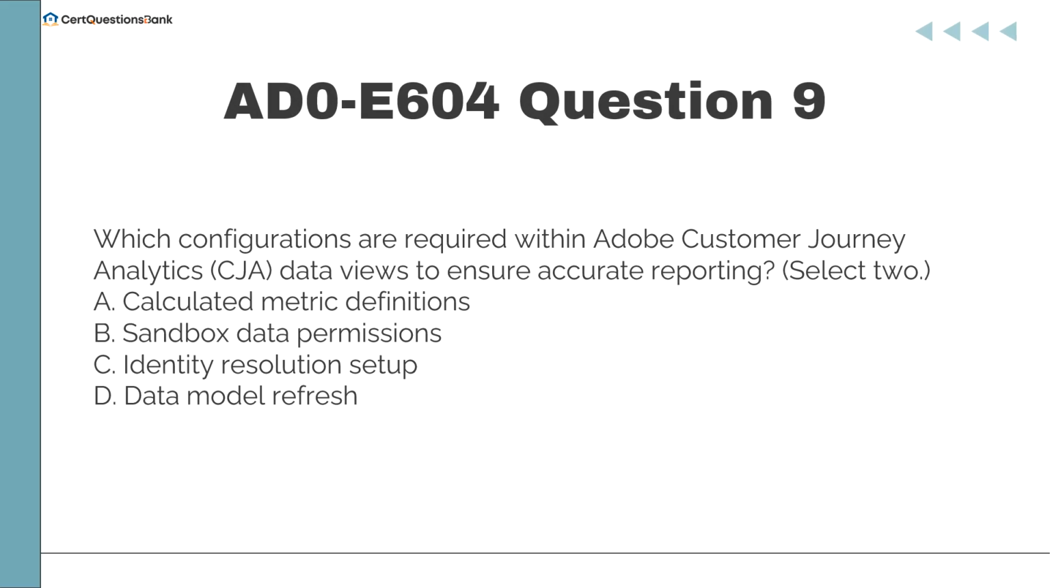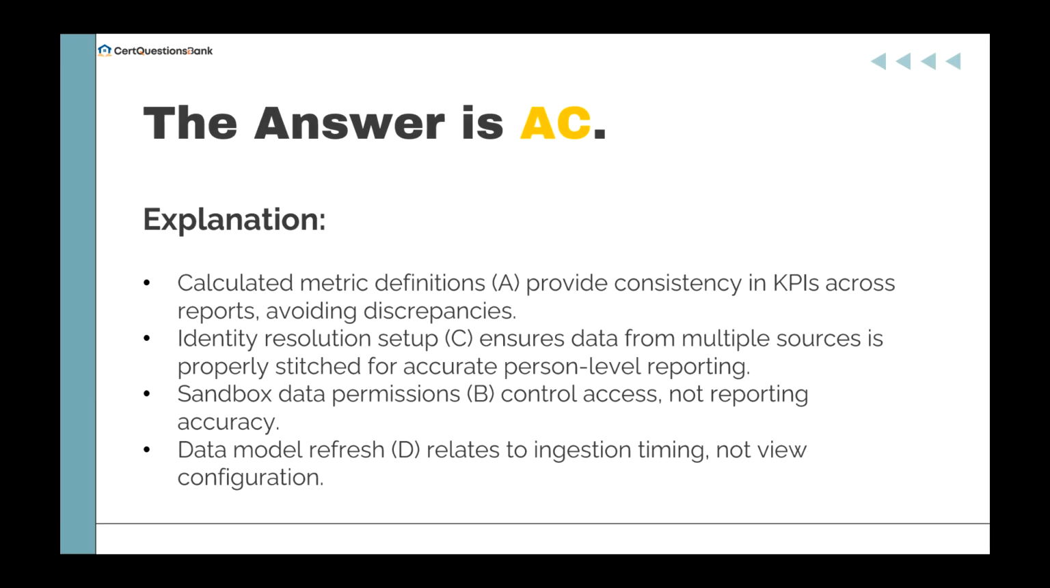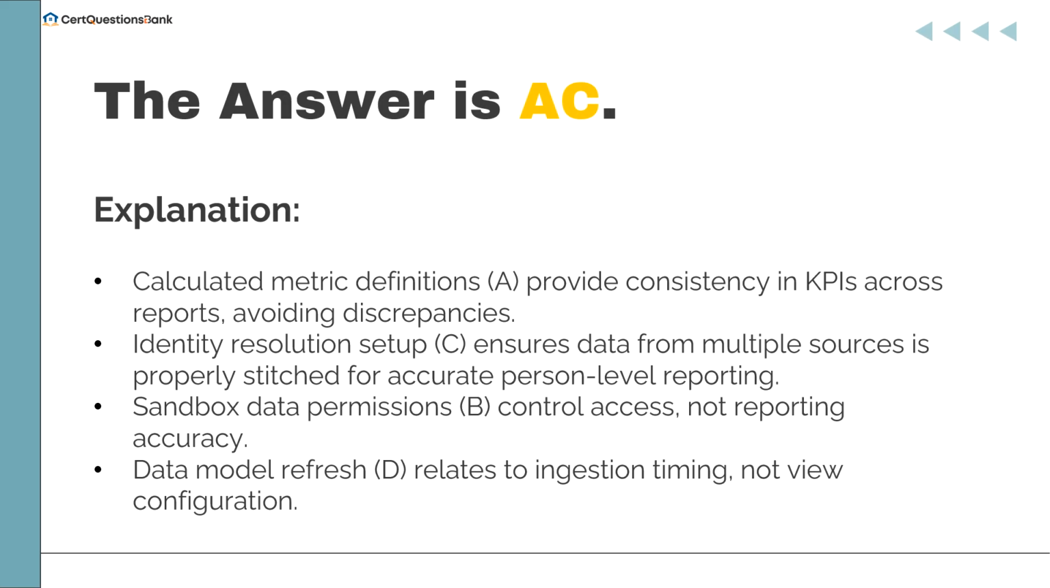Which configurations are required within Adobe Customer Journey Analytics (CJA) data views to ensure accurate reporting? Select 2. A. Calculated metric definitions. B. Sandbox data permissions. C. Identity resolution setup. D. Data model refresh. The answer is AC.